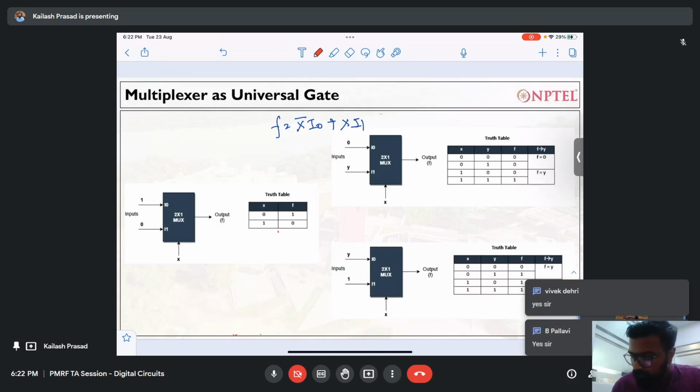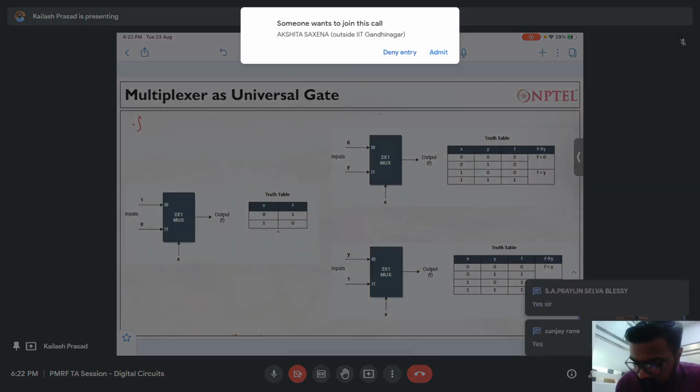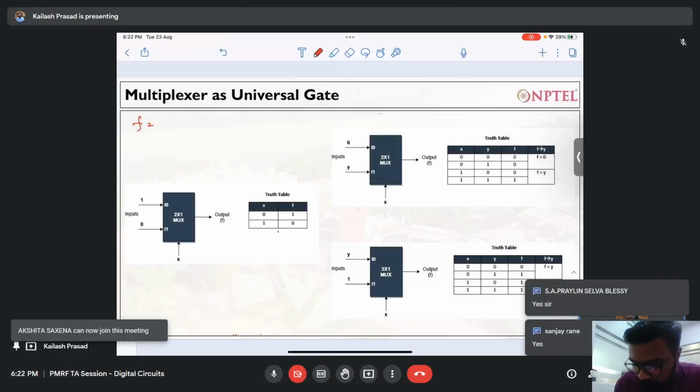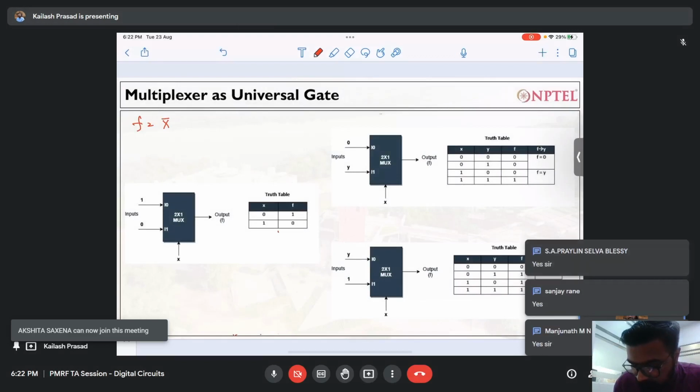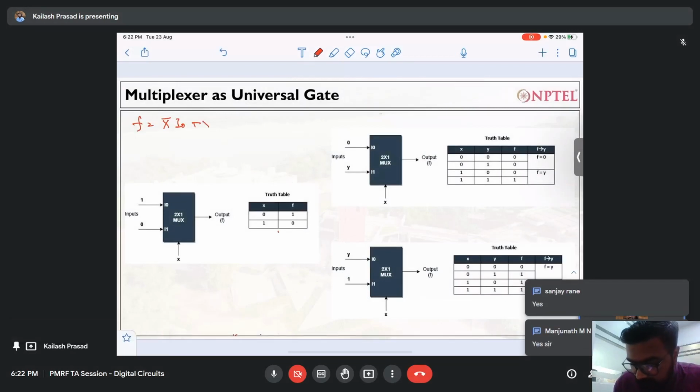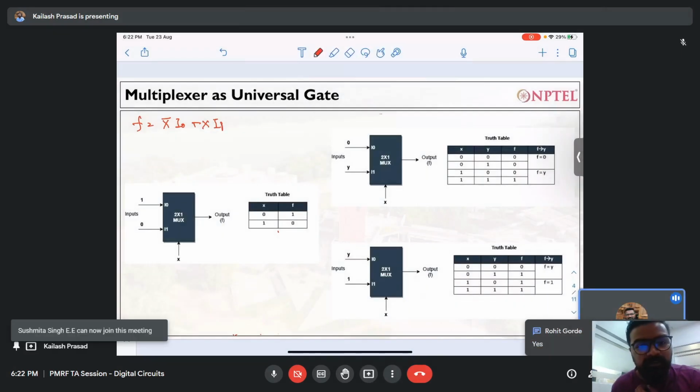Okay. So now what we will do is we will design other gates. Let me write this equation here: f equals X bar I0 plus X I1, right? And using these two lines, you will write programs. Now what you have to do is design an AND gate, right?